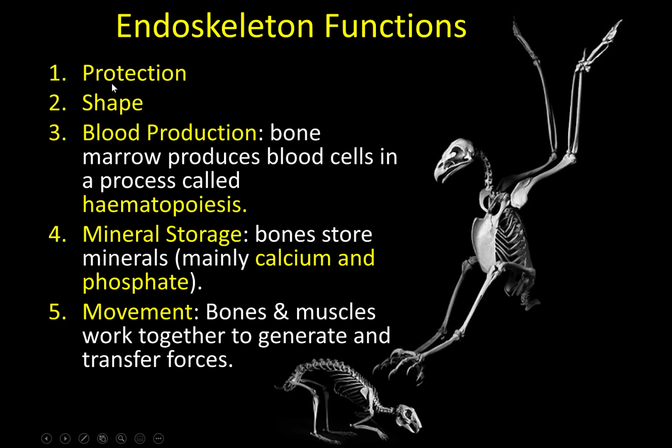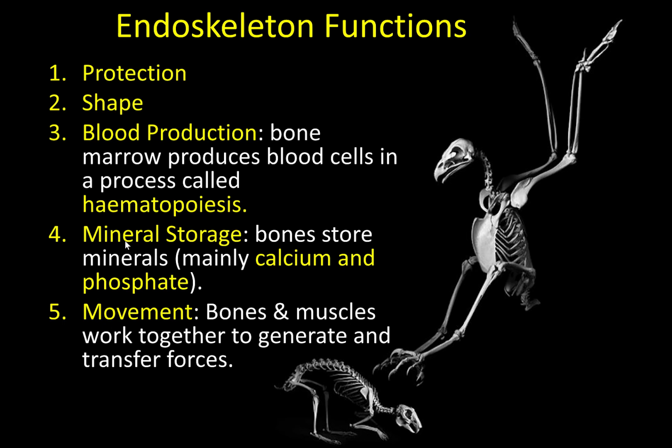As you would expect, they help to maintain the shape of the body, but what might be surprising is that endoskeletons also participate in things like blood production. Bone marrow in the vertebrates is the source of blood cells. This is especially true for mammals. It's a process called hematopoiesis. That's the process of new blood cell production in the bone marrow.